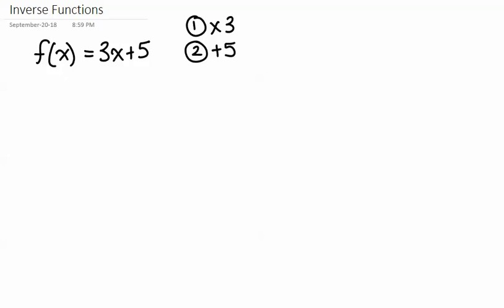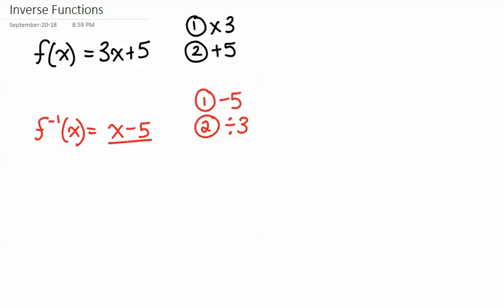So if we want to undo all of that, or do the opposite operations in the opposite order, for our inverse function, first we're going to subtract 5, and second, we're going to divide by 3. That would make our inverse function, which we represent as f negative 1 of x, equal to x, first step, take away 5, second step, divide by 3. You always apply the second step to the whole thing you've just created. So the x minus 5, you divide the whole thing by 3, not just the x.